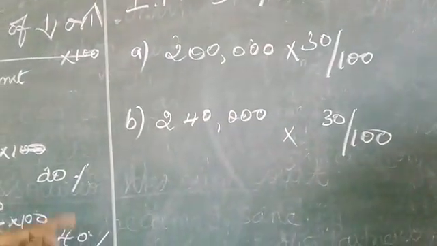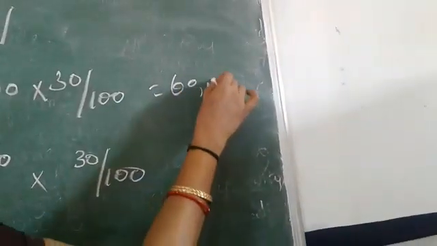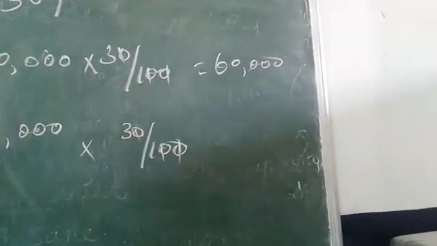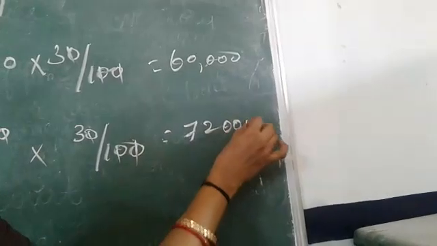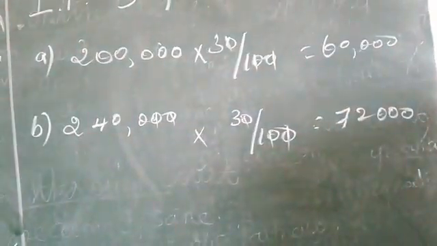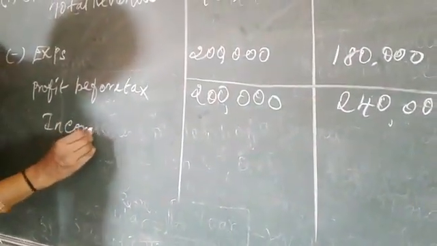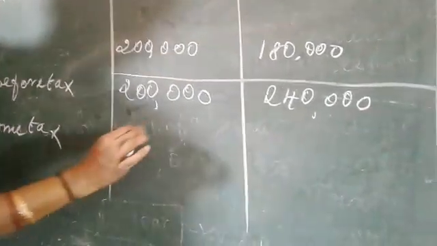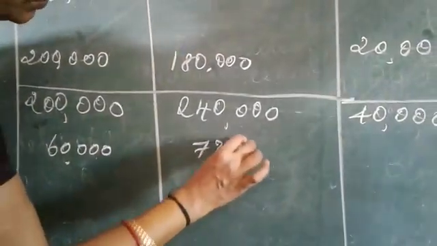So 2 lakh 40 into 100, what will come? Yes, 60,000 will come, isn't it? Just cut and write. Here also, if you are cutting, what will come? 72,000. Okay, so here is income tax. It is a new item in this sum. So the income tax amount may be 60,000 for the first person, 72,000 for the second person.